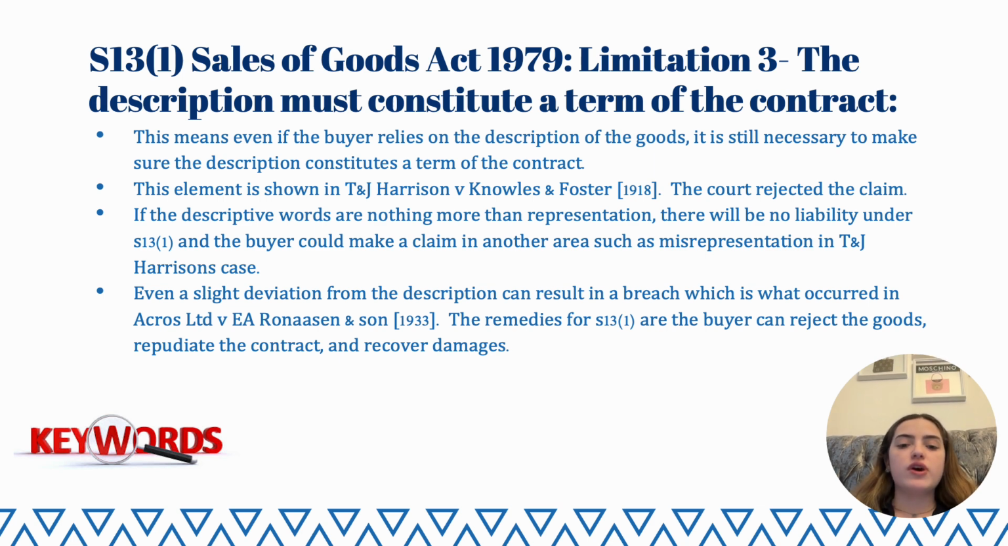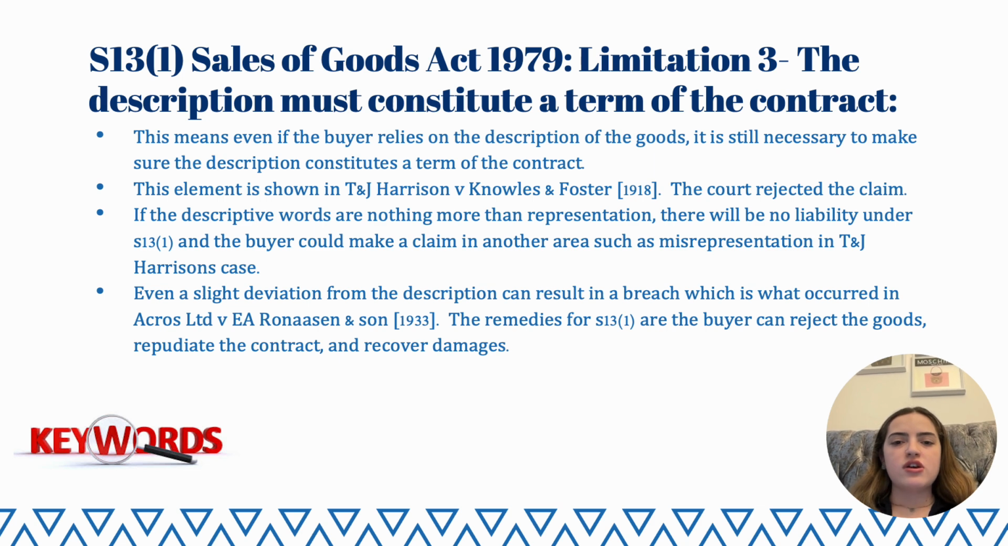Section 13 subsection 1, limitation 3. The description must constitute a term of the contract. This means even if the buyer relies on the description of the goods, it is still necessary to make sure the description constitutes a term of the contract. This element is shown in T&J Harrison versus Knowles and Foster, where the court rejected the claim.